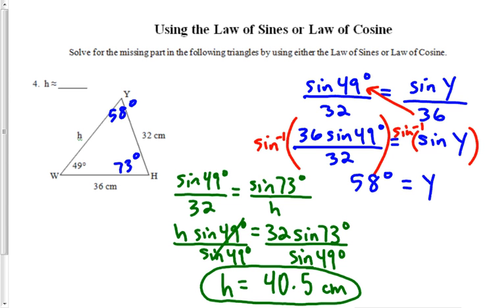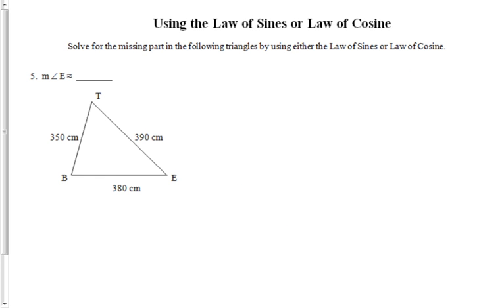All right, the next one, number 5. We're finding the measure of angle E. So angle E is right here. I know side E, so that's good. But I don't know any other angles. I do know all three sides, though. So thinking about the law of cosine, if I'm trying to find an angle, I need all three sides, and I have that in this case. So we should just be able to use the law of cosine here.